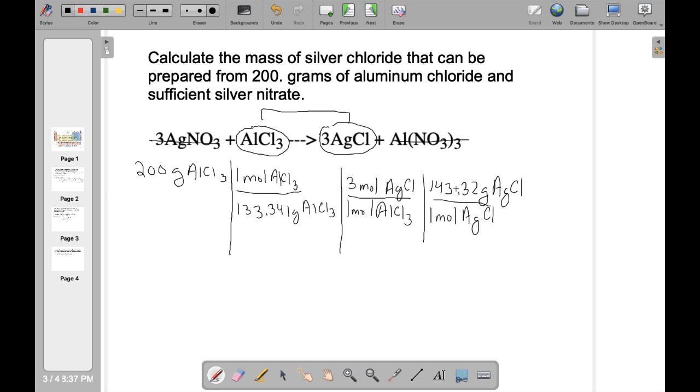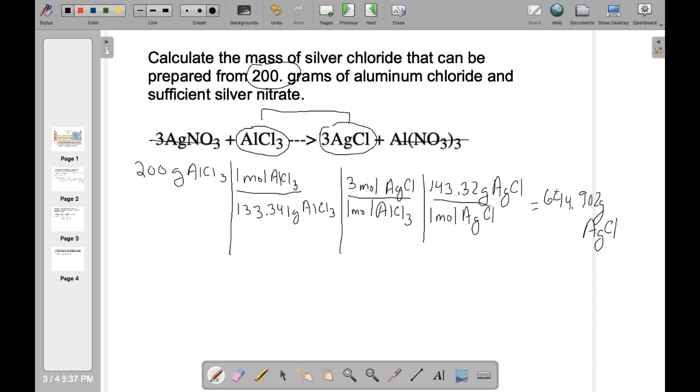And yet again, to get this molar mass, I just go to the periodic table, find the molar mass of silver and chloride, and add them. Now I do all this math, so 200 divided by 133.341 times 3 times 143.32, and I should get 644.902 grams of silver chloride. And I was given 3 significant figures. Notice how there is a decimal there, so those 2 zeros count.